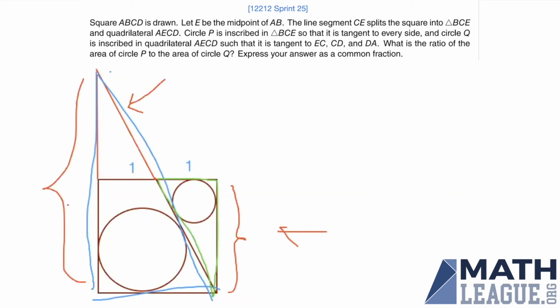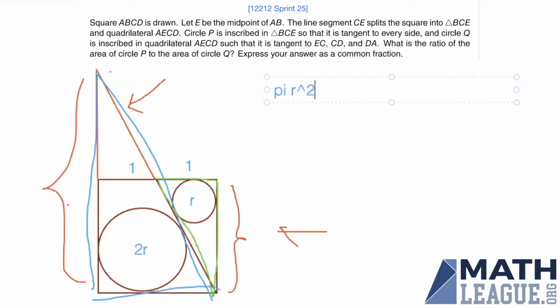Now we note that just by similarity, this circle in the blue triangle is twice as large as the circle in the green triangle. And so its radius will also be twice as long. So if the radius of the small circle is r, then the radius of the big circle is 2r. And now we can just compute the ratio of the areas.